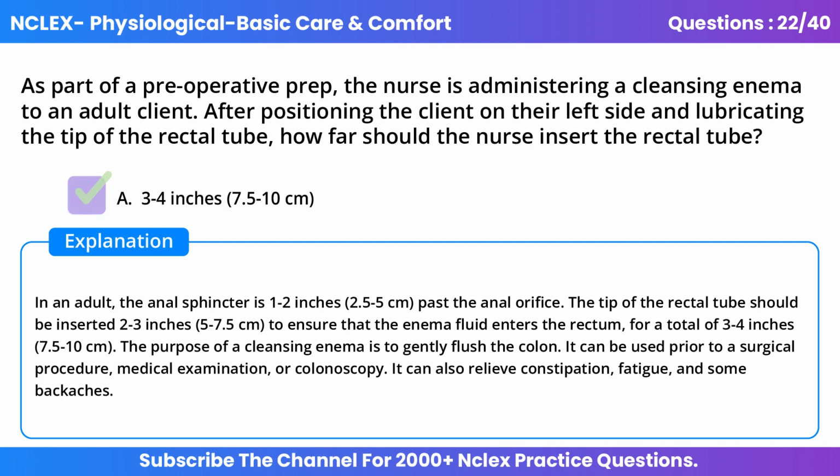In an adult, the anal sphincter is 1 to 2 inches, 2.5 to 5 centimeters, past the anal orifice. The tip of the rectal tube should be inserted 2 to 3 inches, 5 to 7.5 centimeters, to ensure that the enema fluid enters the rectum, for a total of 3 to 4 inches, 7.5 to 10 centimeters. The purpose of a cleansing enema is to gently flush the colon. It can be used prior to a surgical procedure, medical examination, or colonoscopy. It can also relieve constipation, fatigue, and some backaches.